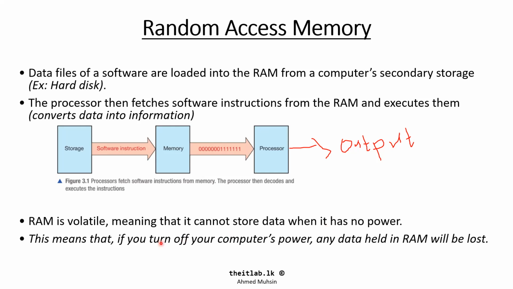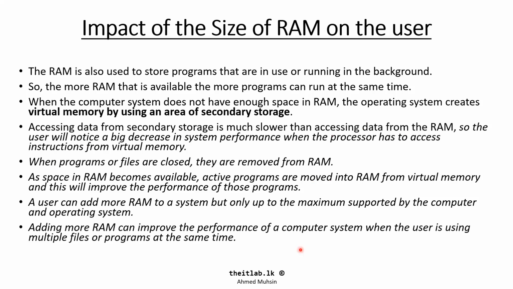So that is what we have explained over here. This volatile is a characteristic of RAM. If they ever ask you to list the characteristics of RAM, an important characteristic is that it is volatile. Moving on. The next thing it says is the RAM is also used to store programs that are in use or running in the background.